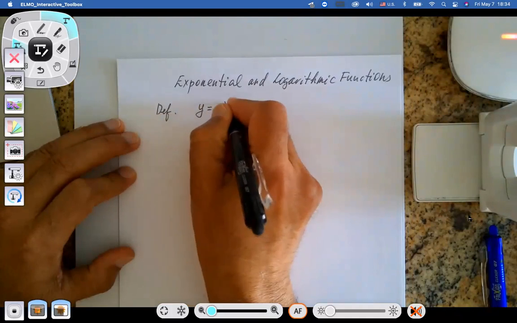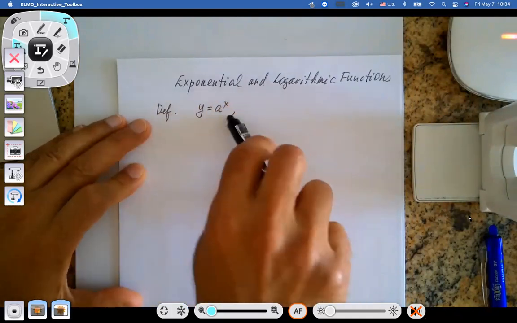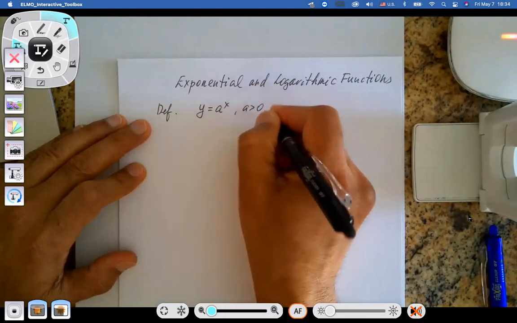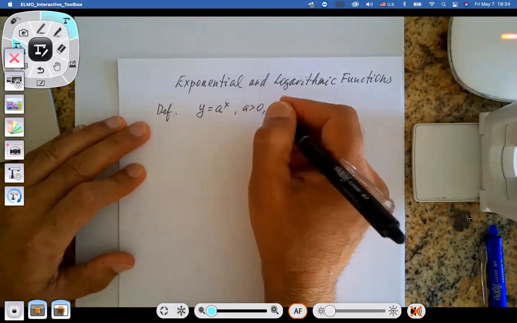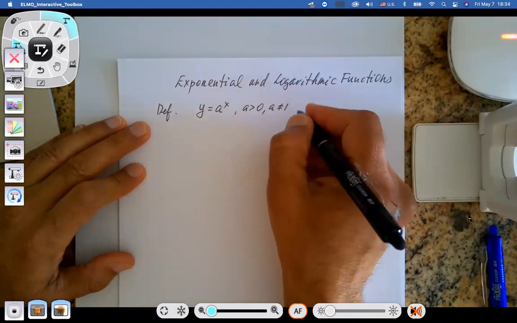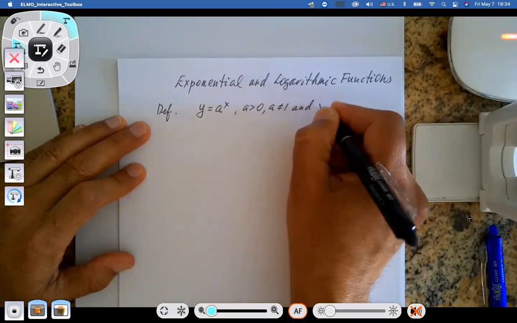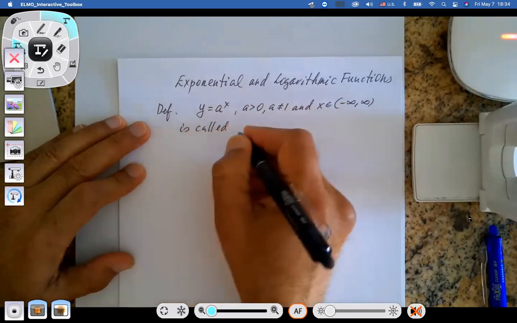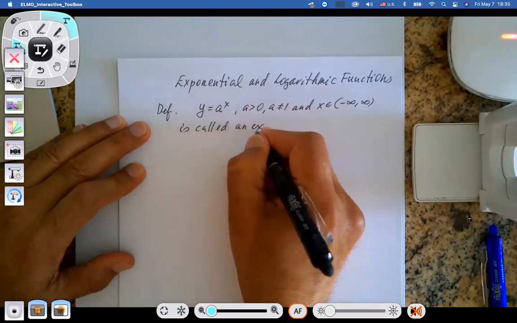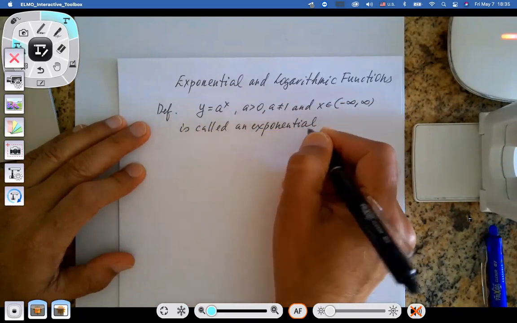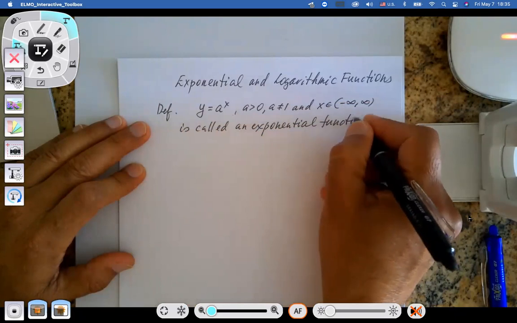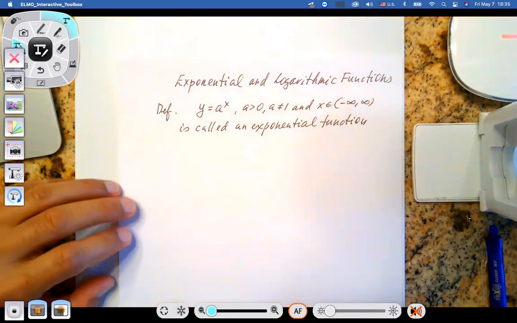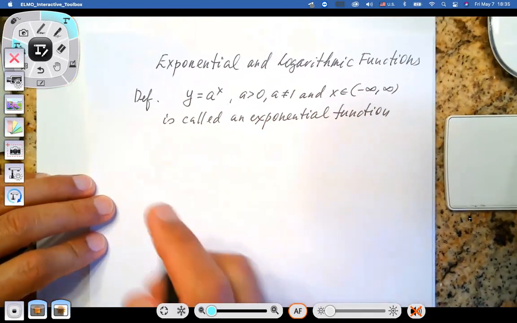y equals a to the power of x, with a positive, does not equal 1, and x is a real number, is called an exponential function with base a.